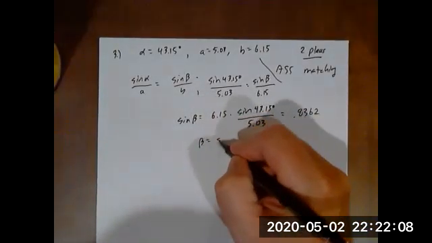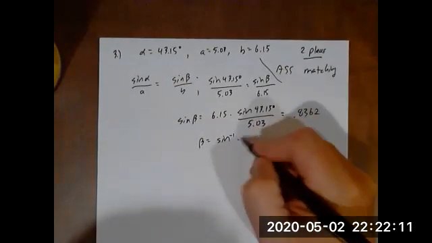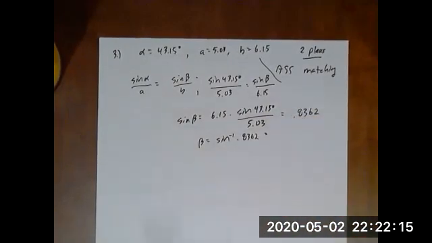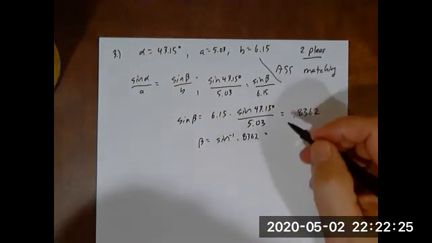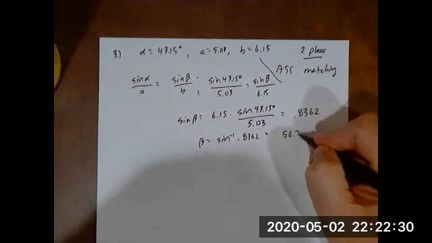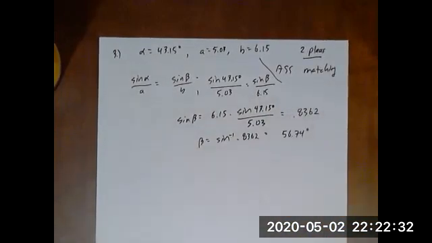So beta is going to be the inverse sine of 0.8362. So on my calculator, inverse sine, make sure I'm in the degree mode. And since they want 2 digits, 56.74 degrees. Now I'm going to check real quick the answer because I don't want to keep working if I made a mistake. And I believe that is correct.